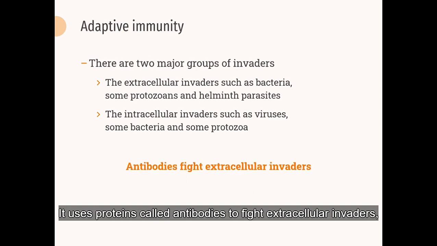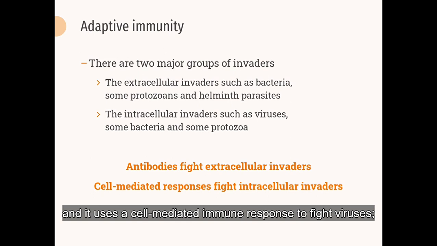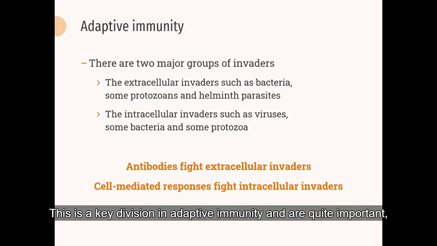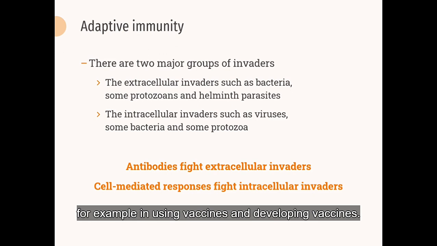It uses proteins called antibodies to fight extracellular invaders, and it uses a cell mediated immune response to fight viruses, the invaders inside cells. So, this is a key division in adaptive immunity and quite important, for example, in using vaccines and developing vaccines. We need two different sorts of adaptive immune response.